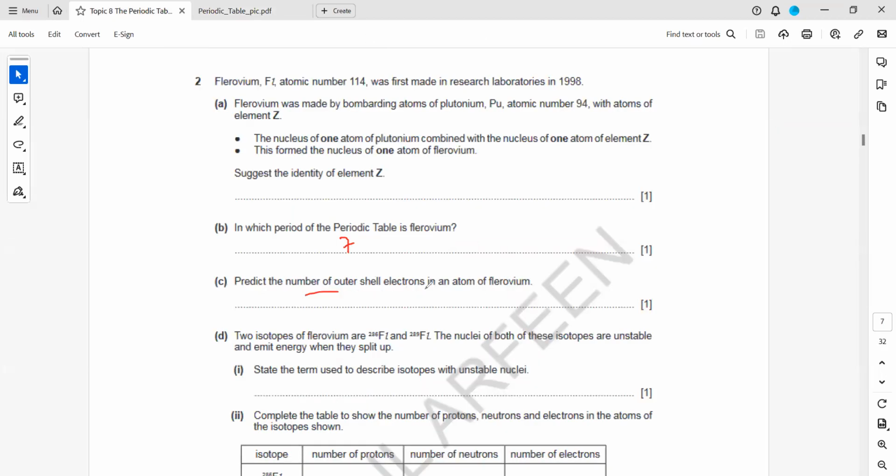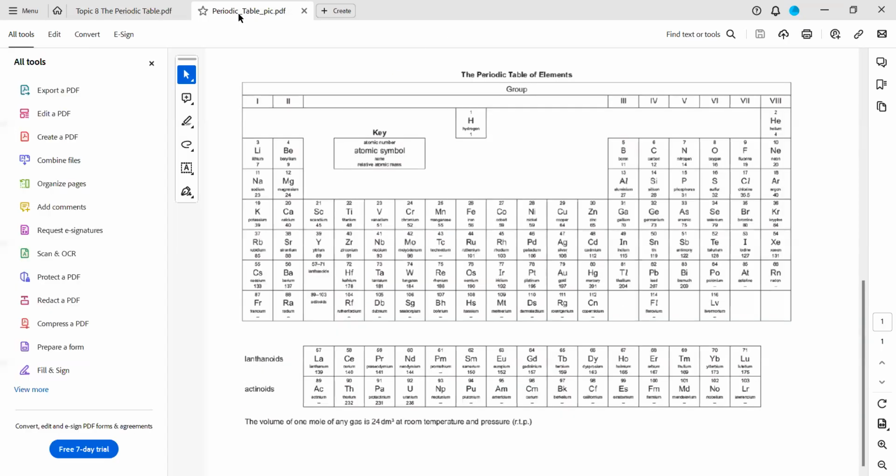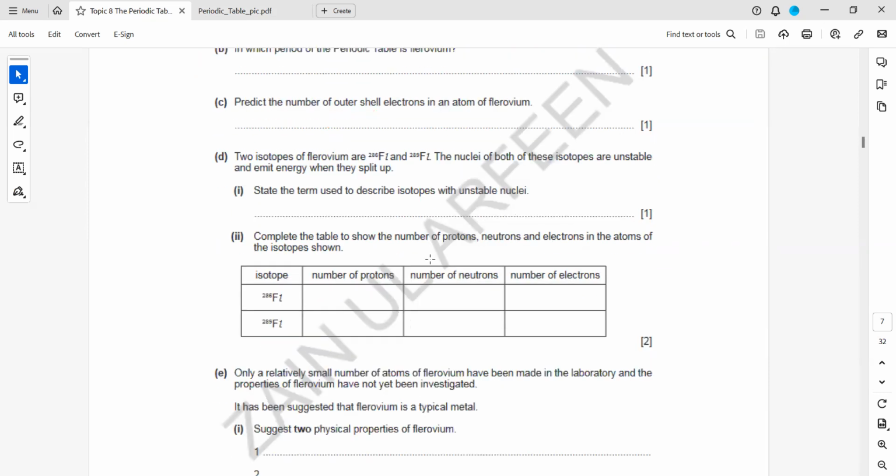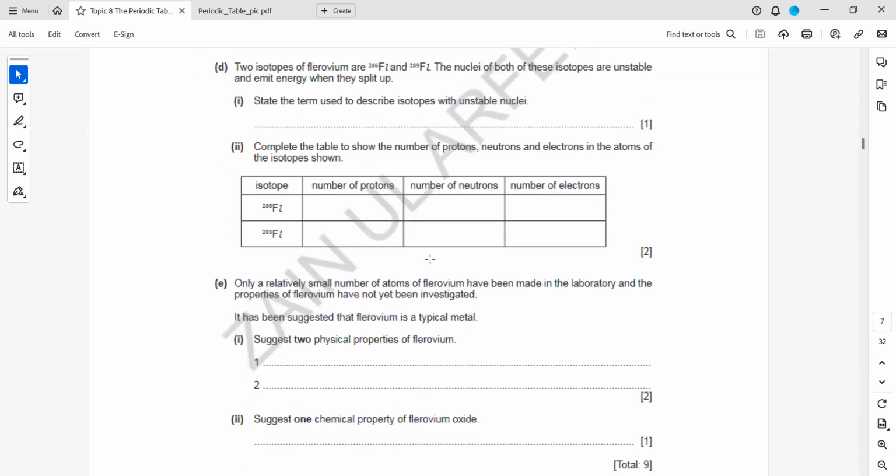Predict the number of outer shell electrons in the atom. How to predict the outer shell? Again, you have to use a periodic table. Which group does it belong to? That shows how many outer shell electrons. So it belongs to group 4. The group number shows the number of outer shell electrons. So how many outer shell electrons will be there? It will have 4 outer shell electrons. So using the group number, you can determine the number of outer shell electrons, and using a periodic table, you predicted the group and the period it belongs to.